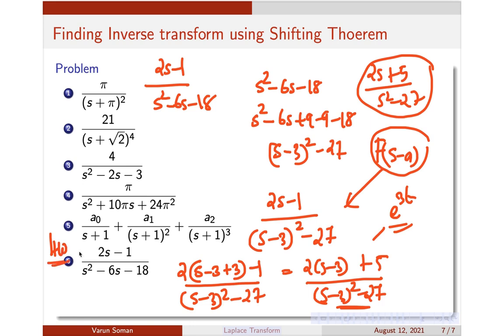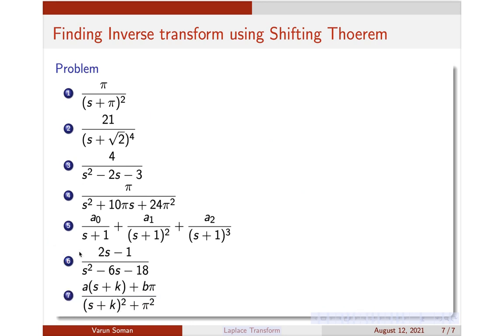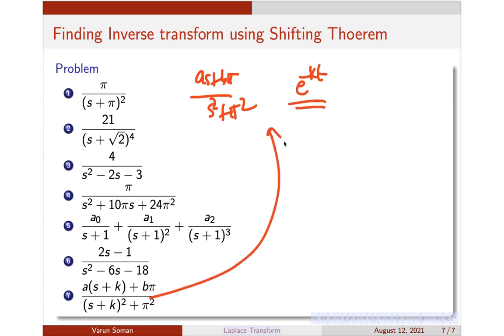Moving forward, this is another question that you can also do. You can compare this function with as plus b pi by s square plus pi square. Please find the inverse transform. Once you find it, you can include the factor by giving e raised to minus kt in the final answer. So please try all these problems. So that's it for inverse Laplace transform. We have completed this section.